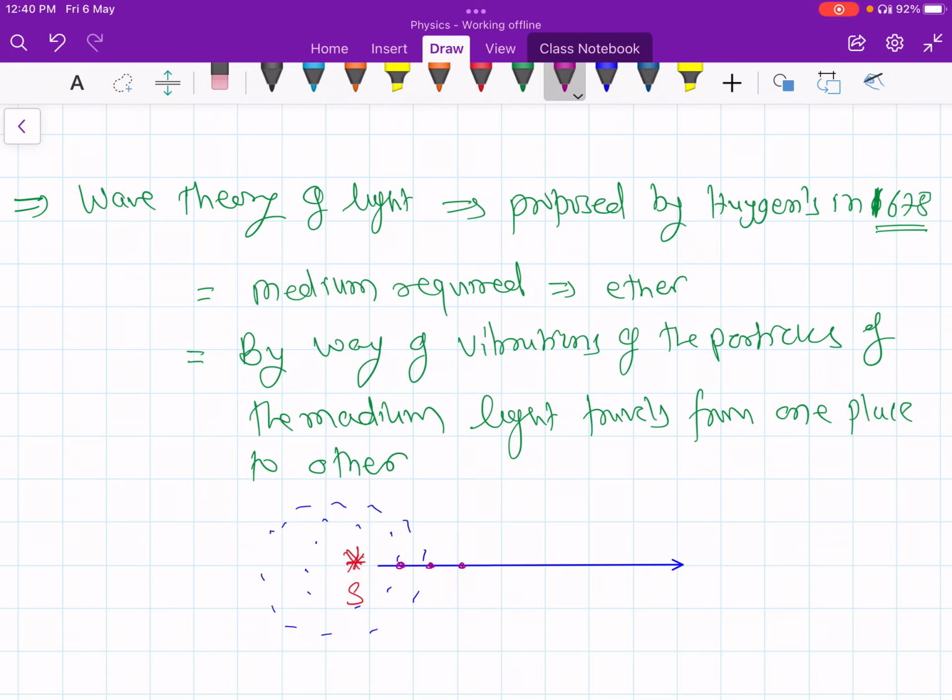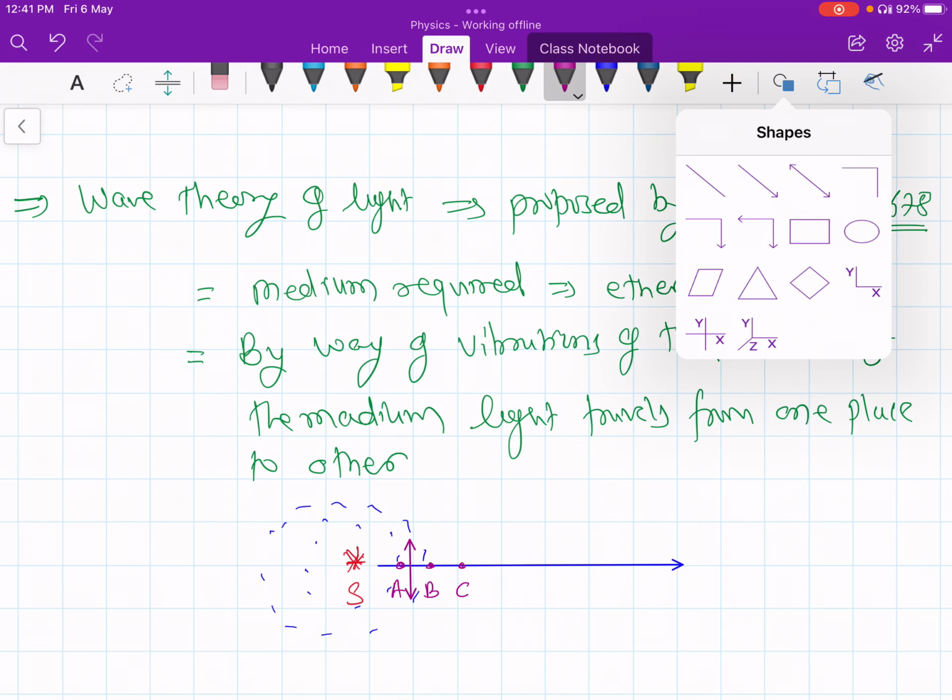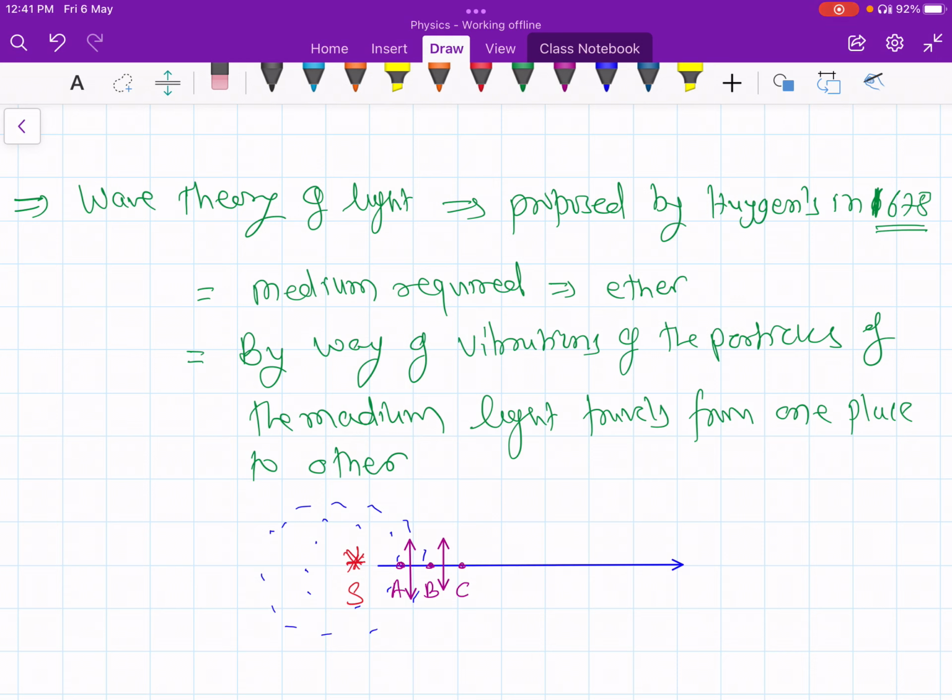Suppose these are 1, 2, and 3. Let's name them A, B, and C. So these are the three particles along the direction of propagation of light. Then what happens? Particle A is very close to the source S, so it gets stimulated first and starts vibrating in a direction perpendicular to the direction of propagation of light. Particle A is linked with particle B, so particle B also starts vibrating in the same direction. Then particle C is linked to particle B, so particle C starts vibrating perpendicular to the direction of propagation. In this way, by vibrations of the particles of the medium, light propagates.